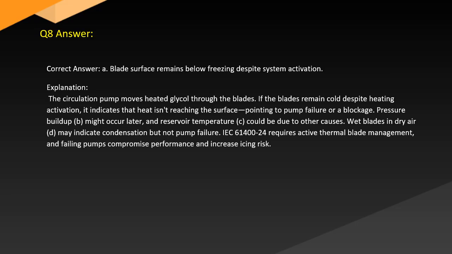Answer. Correct answer: A. Blade surface remains below freezing despite system activation. Explanation: The circulation pump moves heated glycol through the blades. If the blades remain cold despite heating activation, it indicates that heat isn't reaching the surface, pointing to pump failure or blockage. Pressure buildup, B, might occur later, and reservoir temperature, C, could be due to other causes. Wet blades in dry air, D, may indicate condensate, but not pump failure. IEC 61400-24 requires active thermal blade management, and failing pumps compromise performance and increase icing risk.